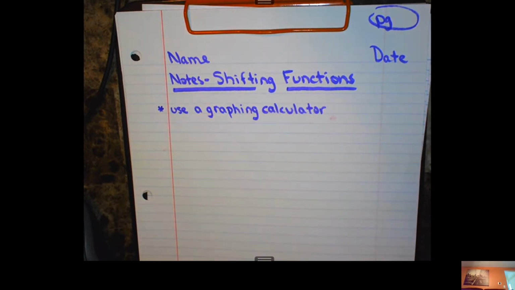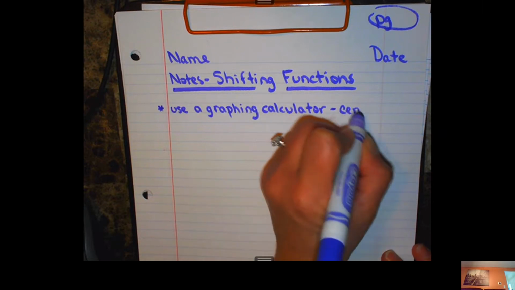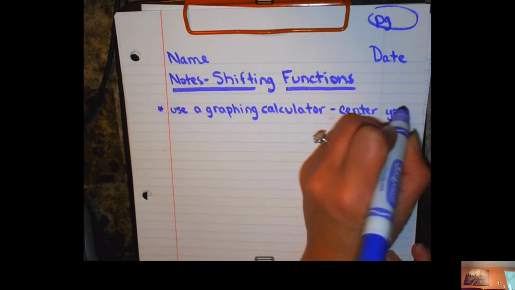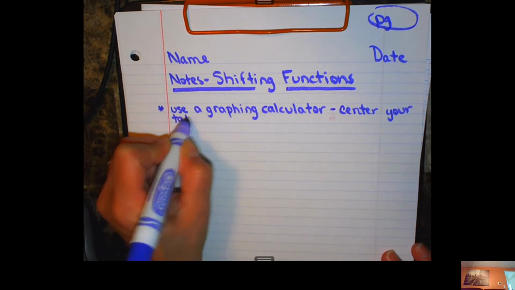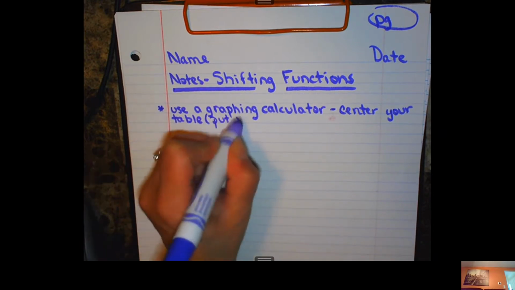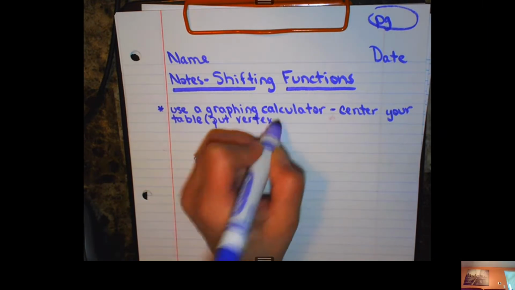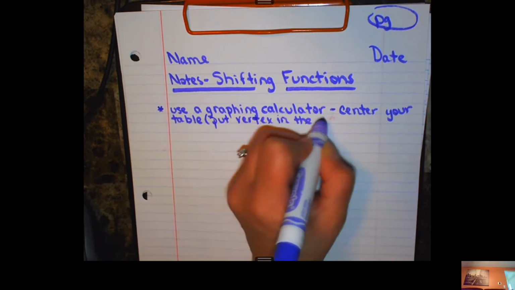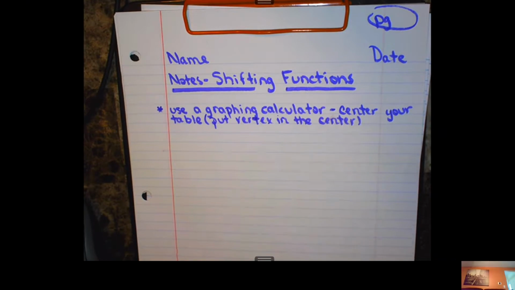So what we're going to do is type in the equation, and then we're going to look at our table. To figure out the correct points to use, we're going to center our table. So can you write center your table? And I'll explain what that means in a minute. We're going to be centering it so that way your vertex is in the middle of your table. So in parentheses, can you write put vertex in the center? And once we start graphing with our calculator, you'll see what I mean by that. Your vertex will automatically be in the center.